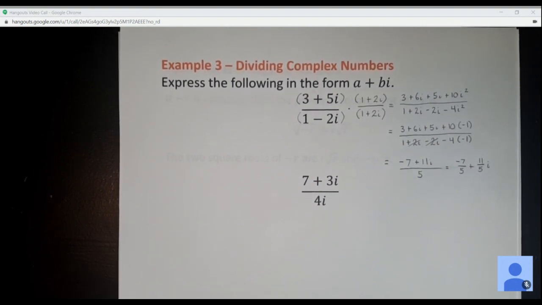Any questions on that one? All right. So I'll give you a chance to go ahead and write down the next one. All right. So now if we look at this next one, what's going to be our conjugate that we're going to multiply by this time?